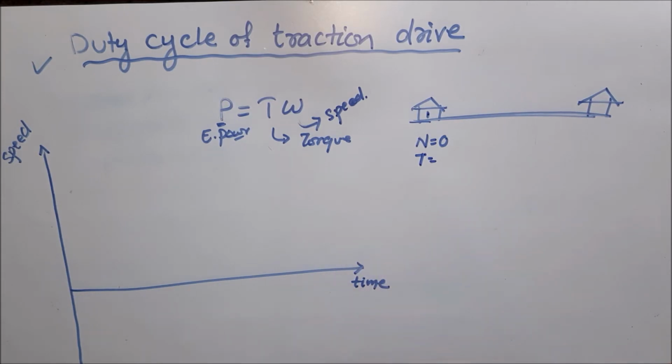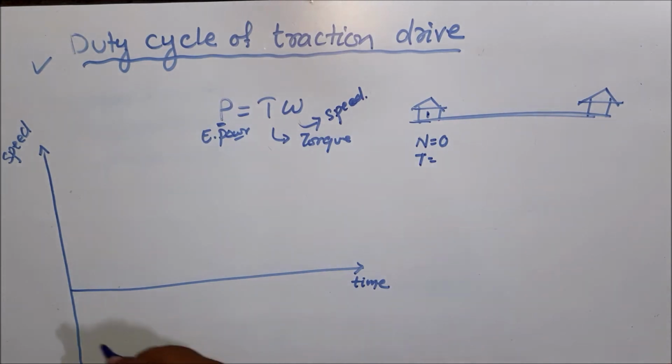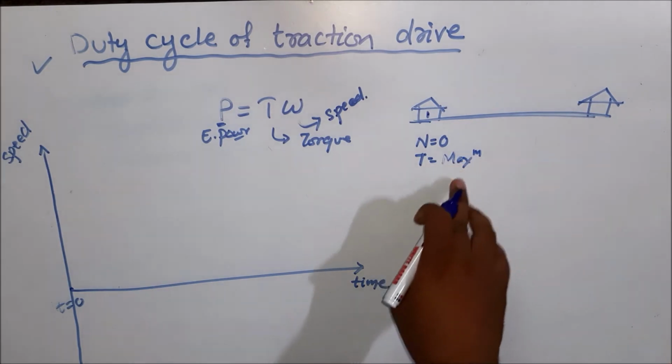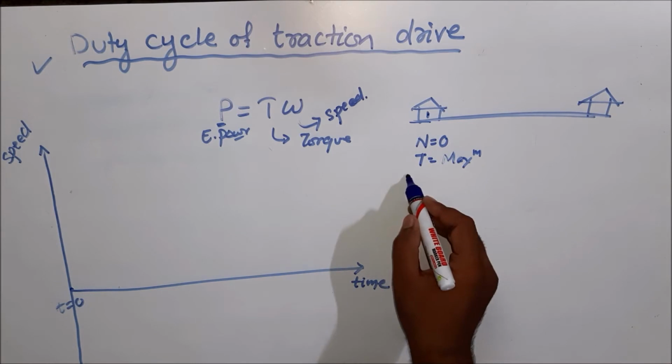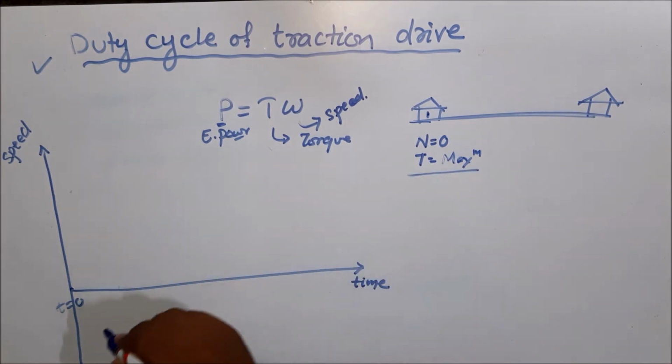What is the torque? When train speed is 0, we have to pull and push the train with heavy torque. That means the motor gives maximum torque to accelerate the train from 0 speed to a certain speed. That means at time t equal to 0, speed is 0, and with maximum torque. The maximum possible torque by the drive connected to the driving axle, you have to apply that much torque, and with that maximum torque we make the train accelerate.